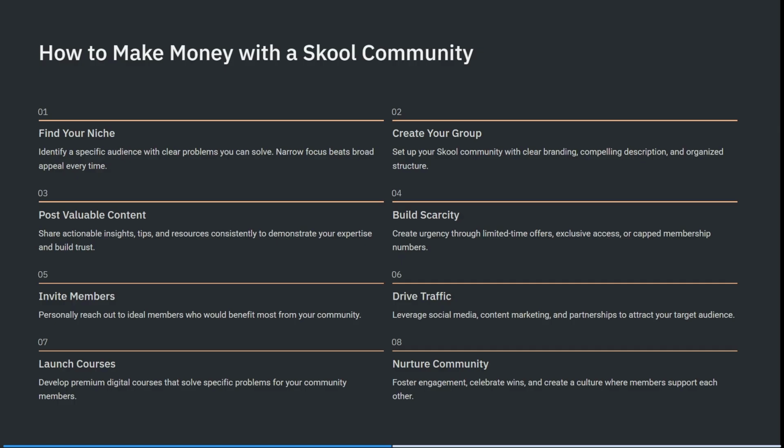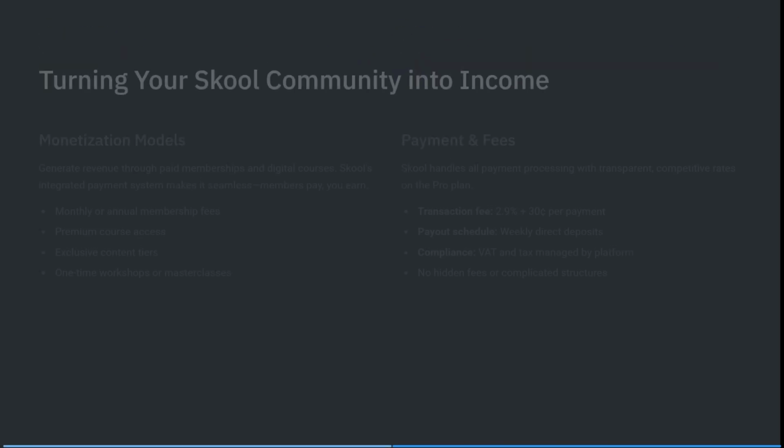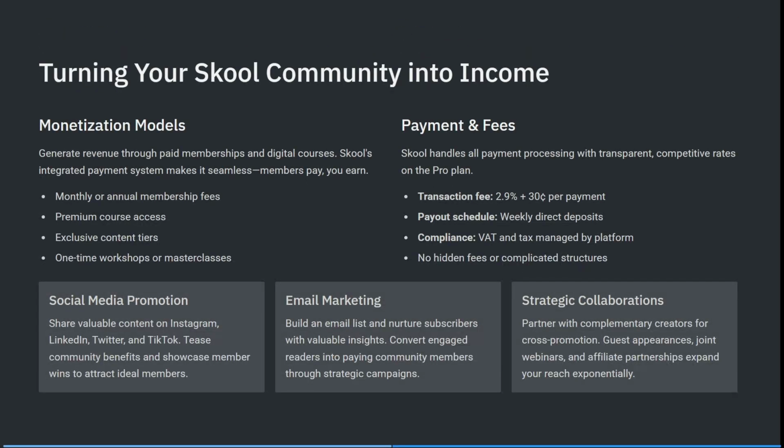And then you need to launch courses. You develop premium digital courses that solve specific problems for your community members. This means learning what exactly it is that their problem is and how you can overcome it, and building a course that does exactly that. And the last and final step, most important, is to foster engagement, to celebrate the wins, and to create a culture where members actually support each other rather than just gain for themselves. Turning your Skool community into an income.